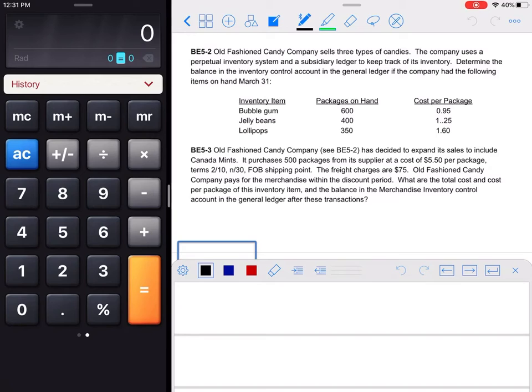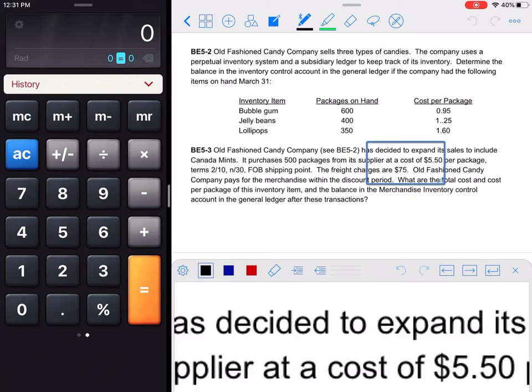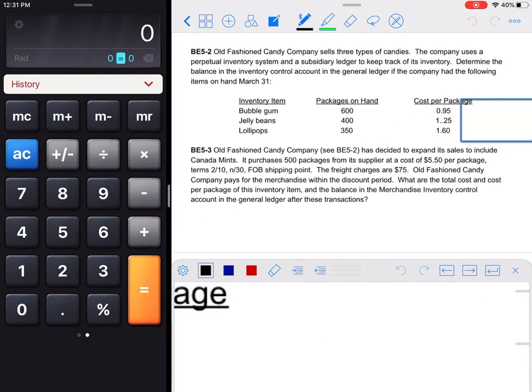So subsidiary ledgers are where they keep track of each inventory item separately, and then a control account would just be overall all the inventory together. So in this case, it is candy. So our first step is to figure out the total for each one.